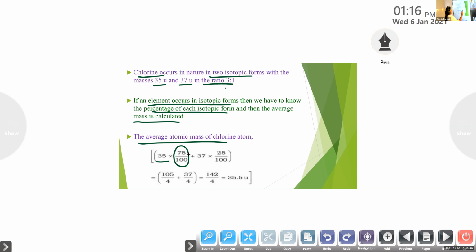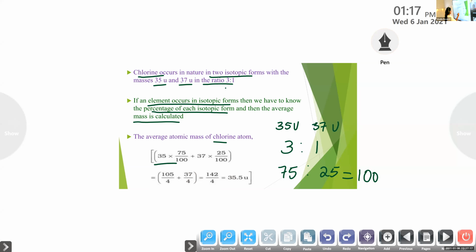Here the ratio is 3:1, right? It's for 35U and it's for 37U. Then when we consider this total as 100, the 3/4 part of 100 is 75 and the one part is 25, so 75:25, right? That's why here we take 75 by 100, then plus 37, the next isotope, into 25 by 100. Then we will obtain 35.5U. That's the atomic mass of chlorine, right?